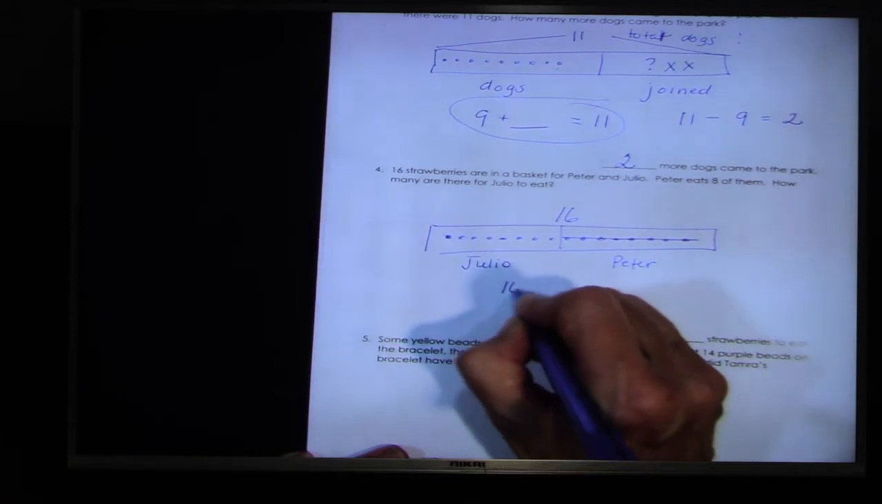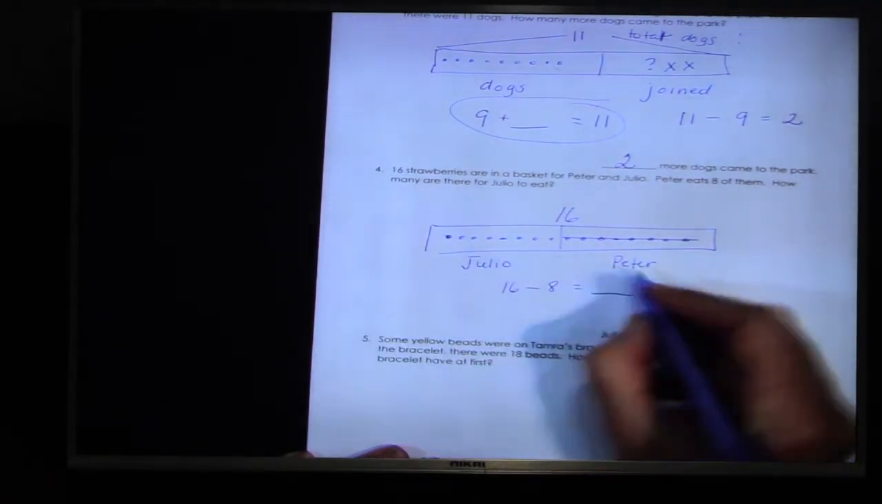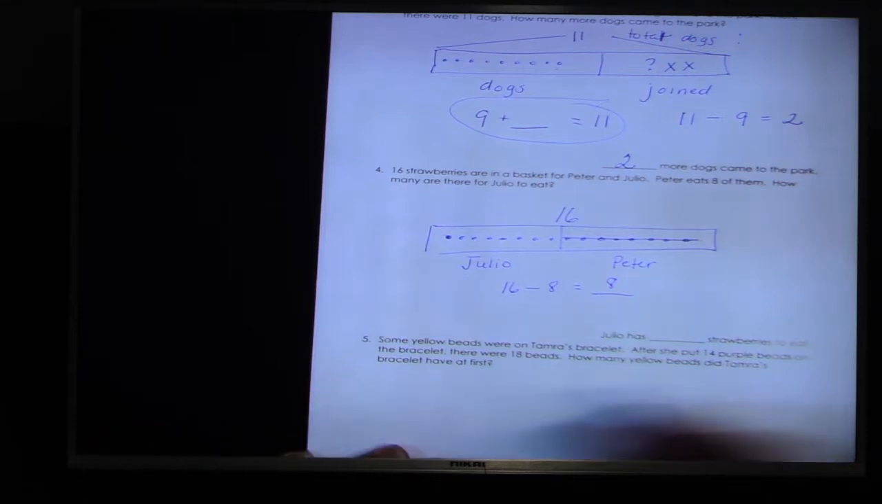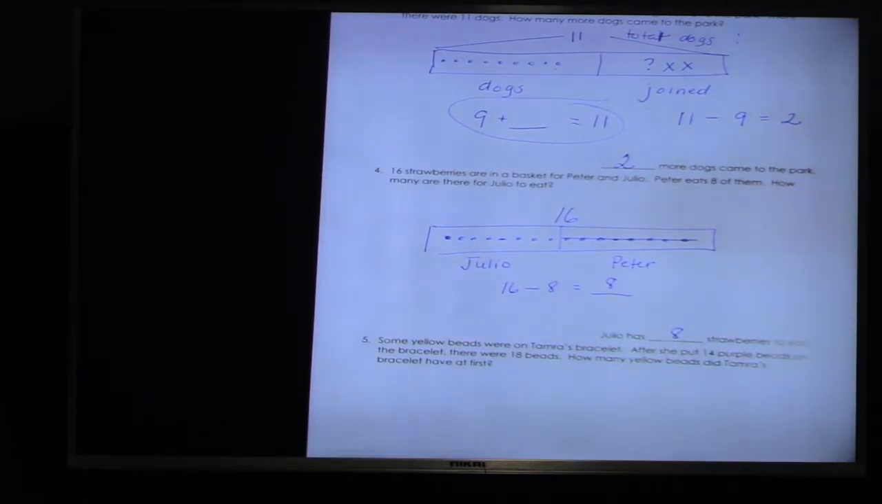This is now a classic takeaway problem. We had 16. I took away 8. How many do I have left? And I probably count and come up with 8. I know my double fact. So you can see that this tape diagram can be used for the 3 different unknowns. And the last one is coming up.